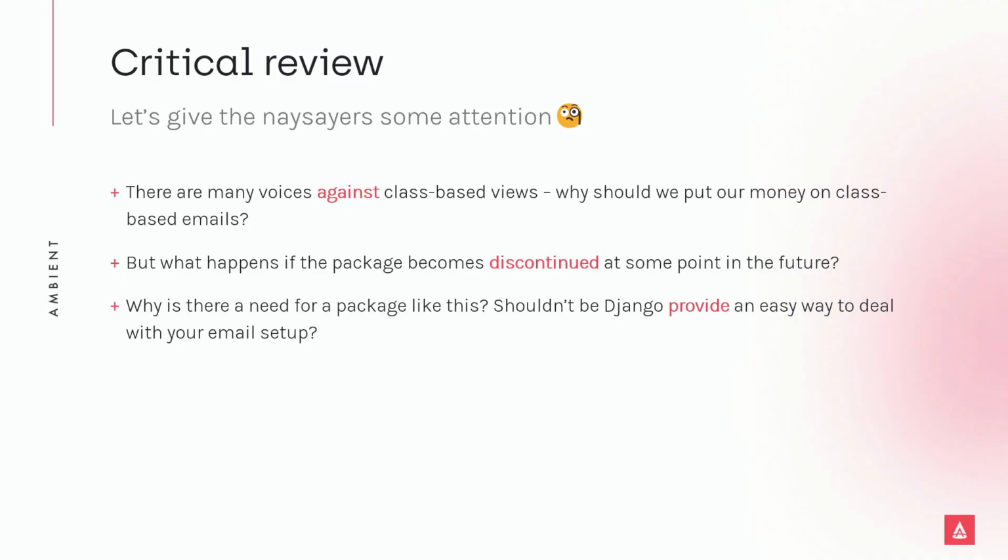So, last slide. A critical review. There's a big discussion going on about people saying Django class-based views are not so nice and you shouldn't use them. Function-based views are superior. So why should I put my money on class-based emails? Well, obviously you could write a function-based wrapper for this, but you have to do it yourself, and everything here is already there. So I think it's quite convenient to just stick with this.